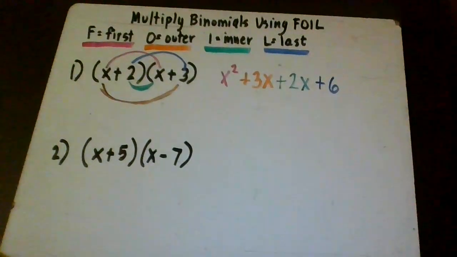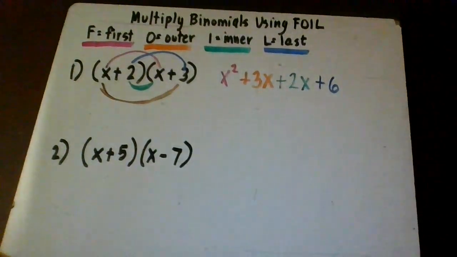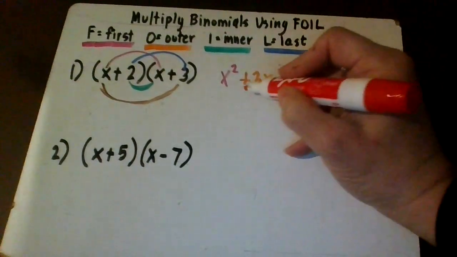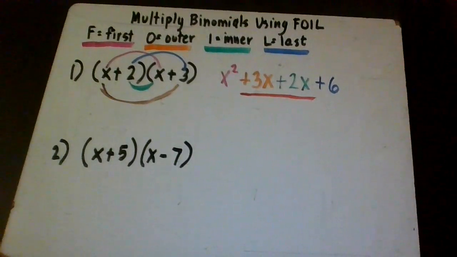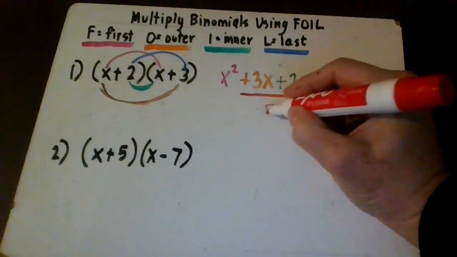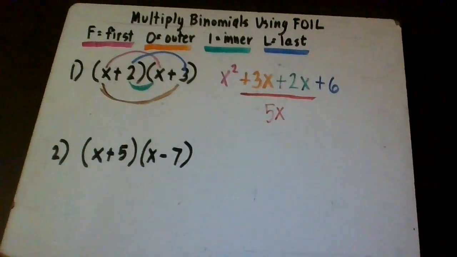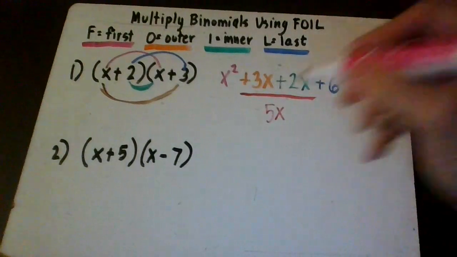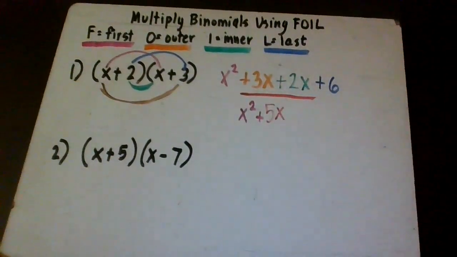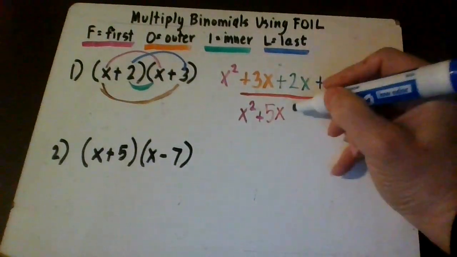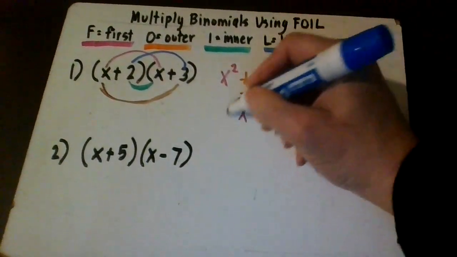Now, you have to pay attention because you have some like terms that we have to put together. So you have your 3x plus 2x that you need to put together for a 5x. I'll keep that in red, seeing I underlined it in red. And then everything else comes down. We write it in standard form, so that'd be x squared plus 5x plus 6.